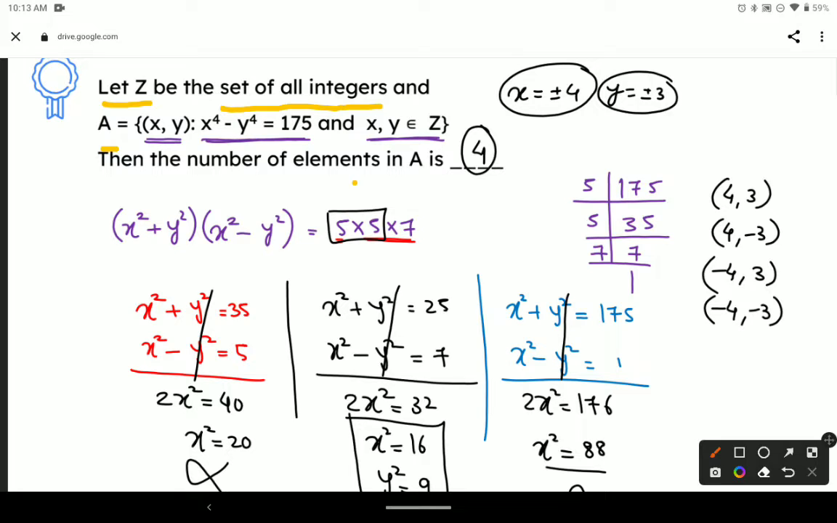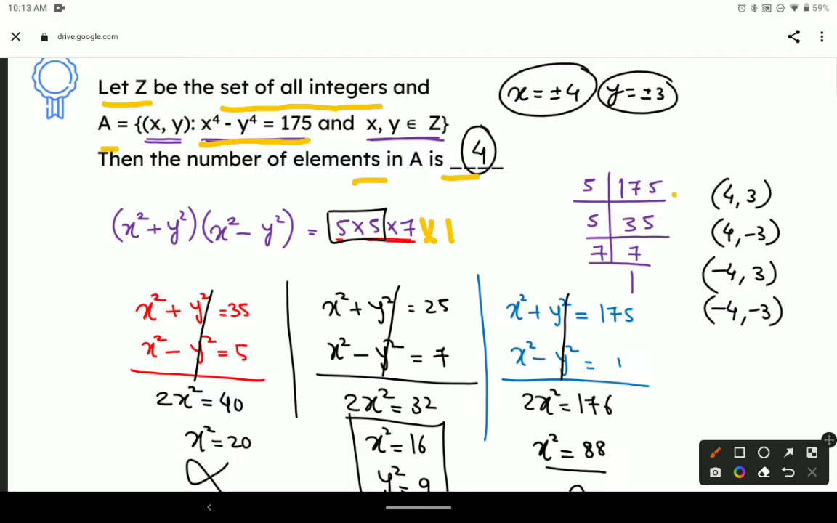Then the number of elements in A is... see, for solving all these questions, first take the equation given in the question and factorize it, left hand side and right hand side, both sides. See here, it is in the form of x power 4 minus y power 4, which is a square minus b square, so we can write x power 4 minus y power 4 by factorization as (x square plus y square) into (x square minus y square). We should also take prime factors of the right hand side, right? So 175 is 5 times 35, 5 times 7. So 5 into 5 into 7 into 1, it can be written like this, right?